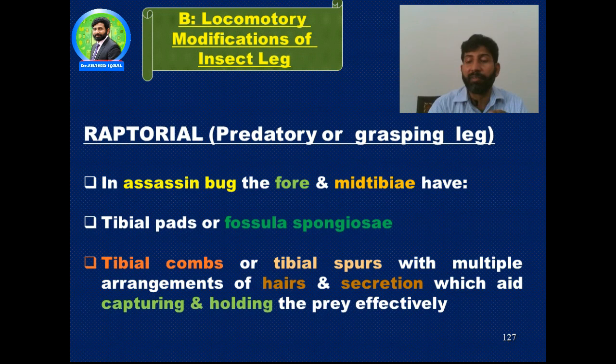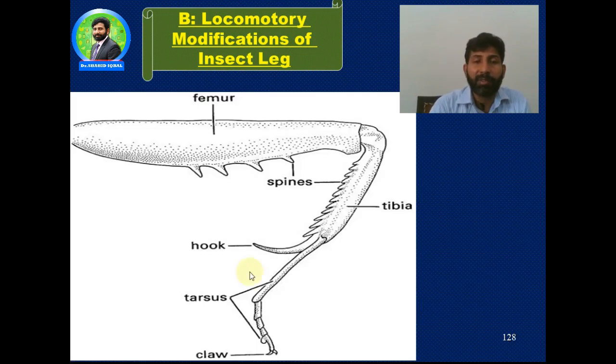prey effectively. Look at the diagram here. This is the spine, this is the tibia, this is a spine, this is the hook, this is the tarsus, and this is the claw. When the femur and tibia bend down, the spines of each fit into each other. The spines of the femur fit into the tibia, so it acts as a prehensile structure.